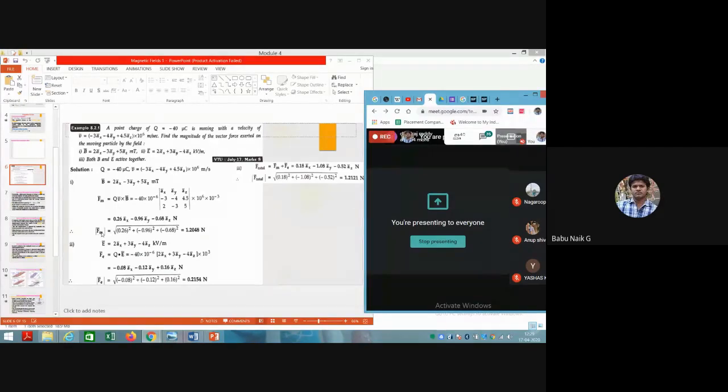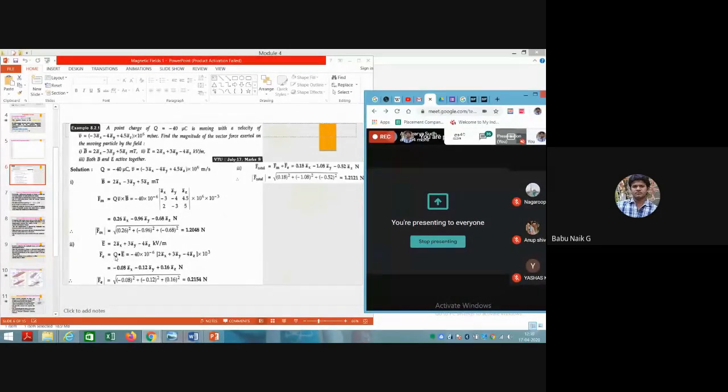Now if you take the magnitude of that completely in the magnetostatic field, we get the force as 1.2048 Newton. So this has the charge of minus 40 microcoulomb, and the charge is moving with this much velocity, so you will get the force in the magnetostatic field as 1.2048 Newton.